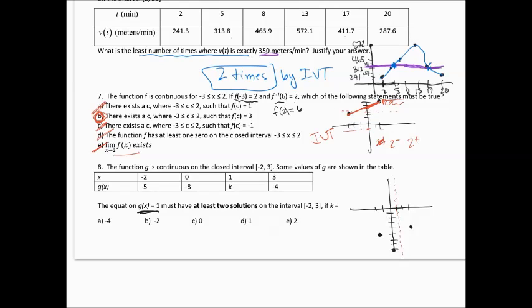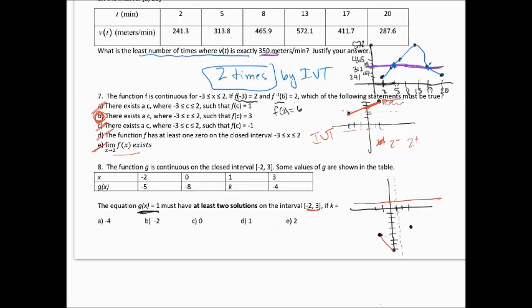Well, I'm looking for 2 solutions if g of x is 1. So g of x being 1 would be right there. So that is g of x being 1. So that means I got to cross through that line twice. So where am I? I could have changed this interval. I didn't have to say from -2 to 3. We could have said from -1 to 3. It doesn't matter.